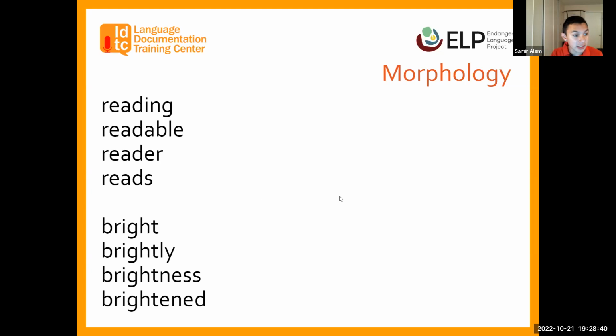Okay, Maria says the S in reads is inflectional. Yes, that's also correct. So again, in reads, we have a base and a suffix. Read is our base, it's a verb. S is our suffix. So read and reads are both verbs.